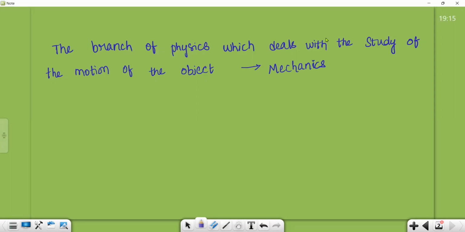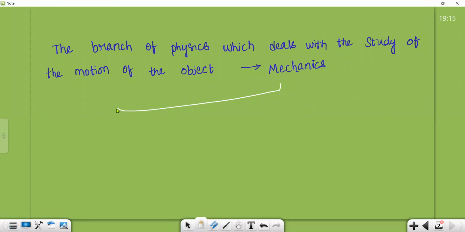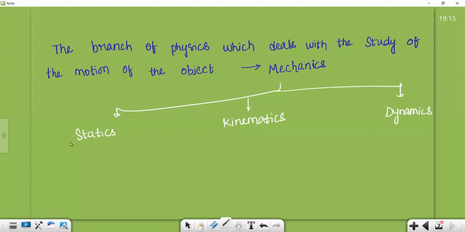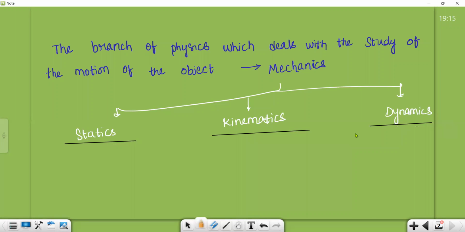Clear? Yes, ma'am. Mechanics is again classified into three categories. One is statics. Second is kinematics. And third is dynamics. So these are the three terms, students, that you have to keep in your mind. These are very, very important topics. Wherever you go, you'll come across these three terms: statics, kinematics, dynamics.